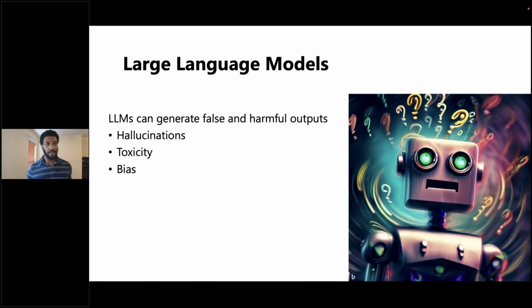On the other hand, we know that these large language models can generate false and harmful outputs. They suffer from hallucinations. They can generate toxic and biased outputs.